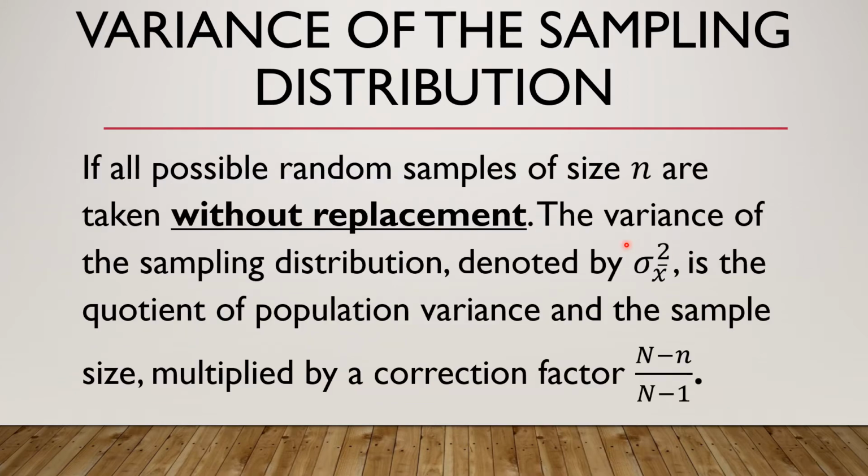In case of without replacement, if all possible random samples of size n are taken without replacement, the variance of the sampling distribution, denoted by this symbol, is the quotient of the population variance and the sample size multiplied by a correction factor, which is this: the population size minus the sample size, and the difference divided by the population size minus 1.